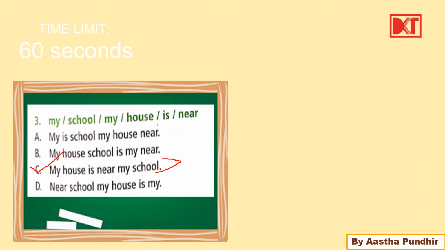Because none of the other sentences have correctly placed adjectives, nor do they make any sense. Alright, so the correct answer here is C. And what are we talking about? We are talking about the subject, my house. And what about the house? It is near my school. Alright? The correct answer is C. My house is near my school.